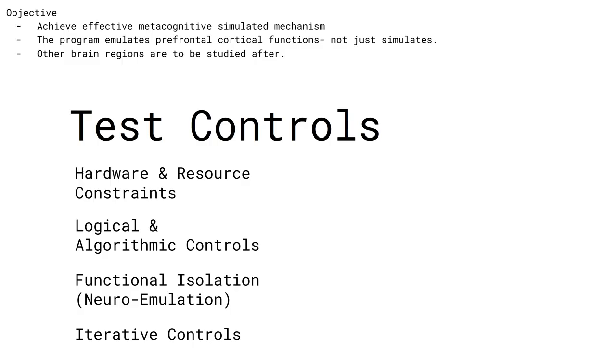Anyway, the third test control is functional isolation. In other words, neuro-emulation. This entails task sequestration. Instead of a single large language model call, I am controlling for cognitive nuance by assigning specific subfunctions of the prefrontal cortex to different isolated calls. So, for example, there are 4 main functions at work here. There's the alpha function, which simulates the prefrontal cortex's executive mechanisms or decision making.